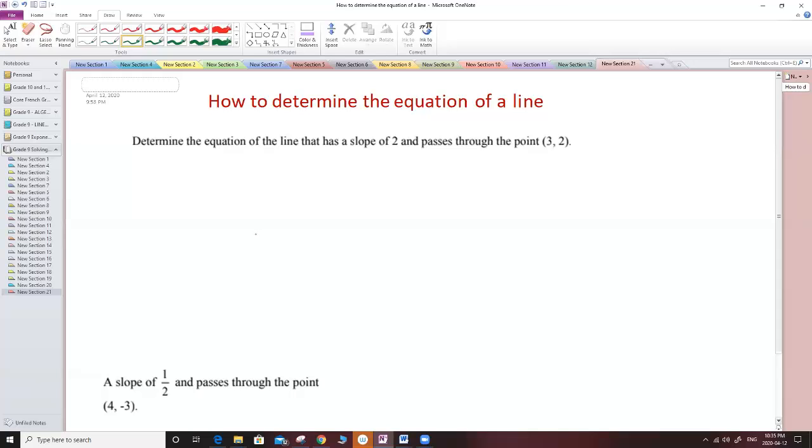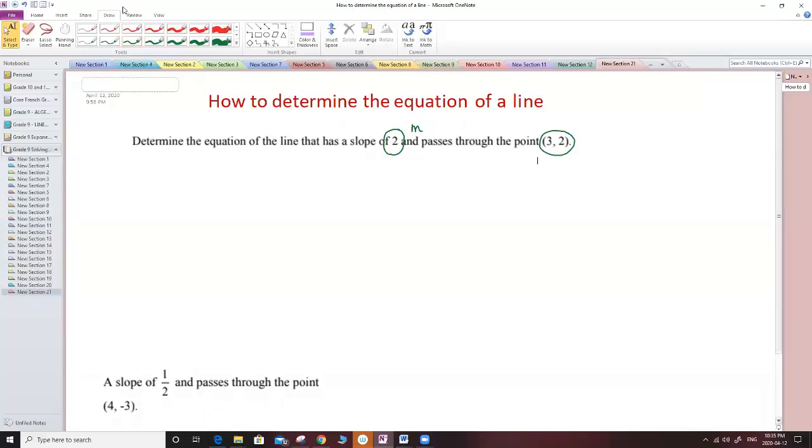You can see here it's saying determine the equation of the line that has a slope of 2 and passes through the point (3, 2), which means all I have is the slope and I have a point over this line. Very important to understand the meaning of the point (3, 2): it's on this line.